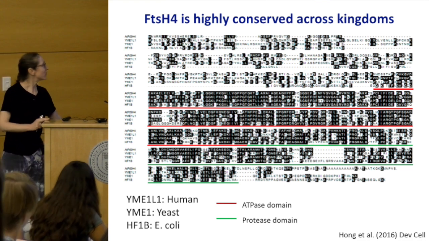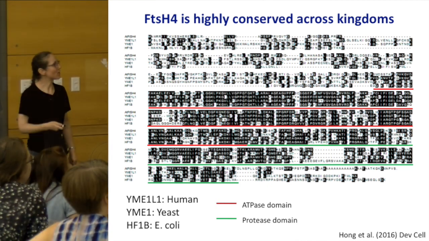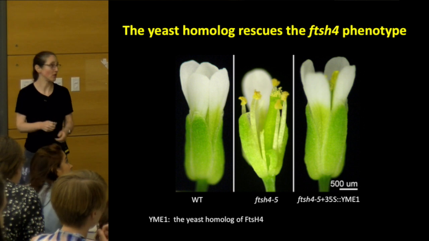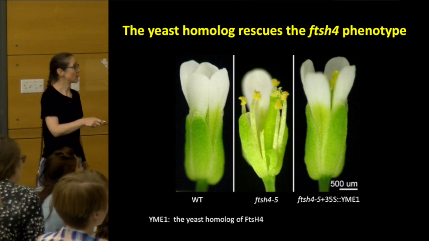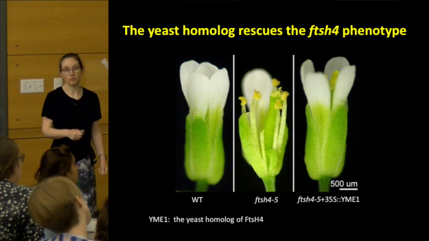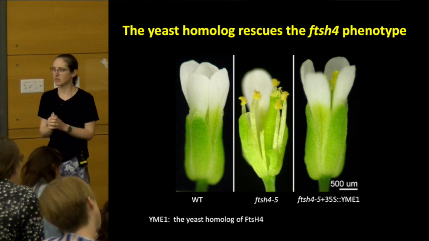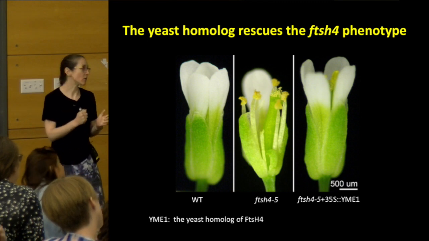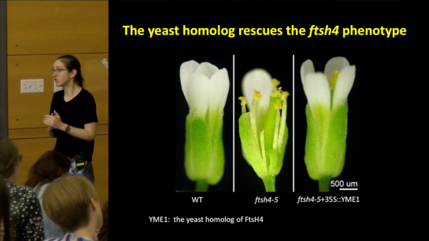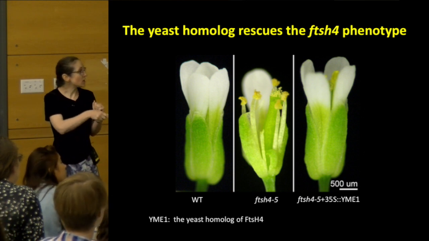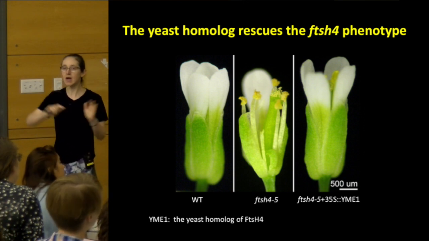But anyway, we said, OK, well, if it's conserved in yeast, what if we put the yeast gene in? Can it rescue? So Leland overexpressed the yeast gene in our FtsH4 Arabidopsis mutant, and yes, it does rescue. This is awesome for us because we are not biochemists. And the last thing we want to do is go do the biochemistry of FtsH4 and figure out how this thing works in degrading proteins. So since the yeast gene functions in Arabidopsis, we're going to say, yeah, it works like yeast.